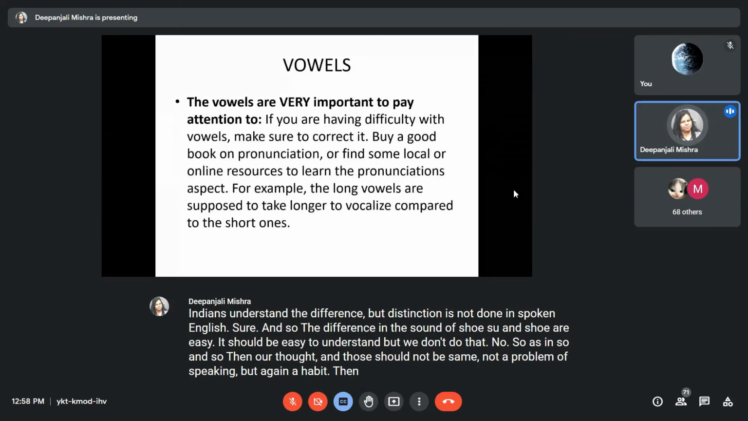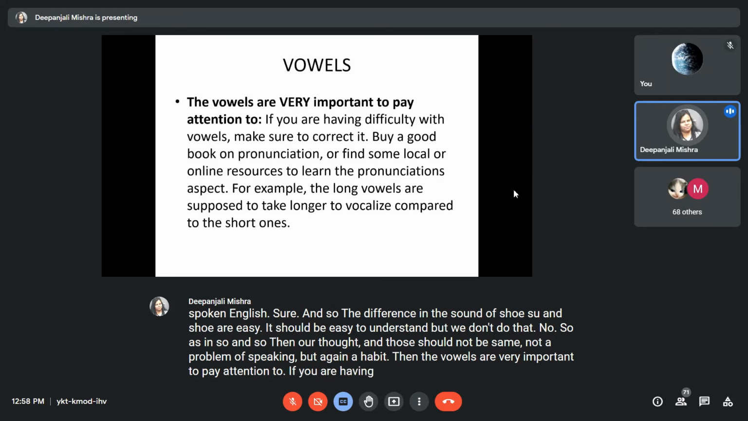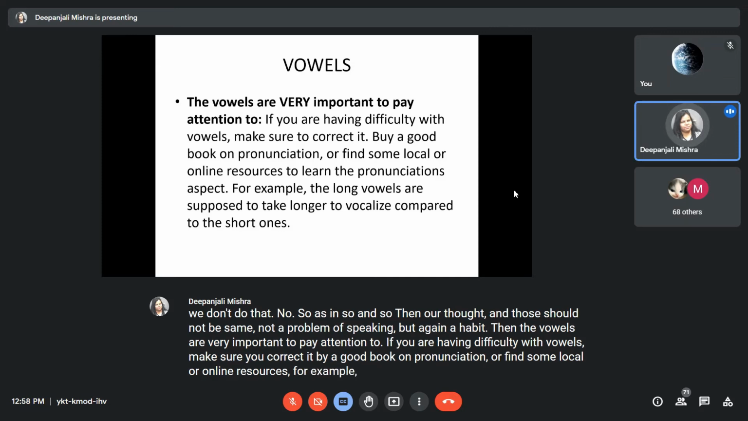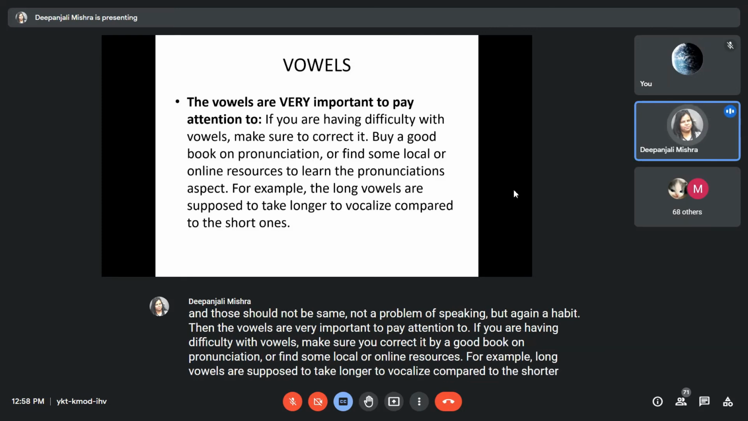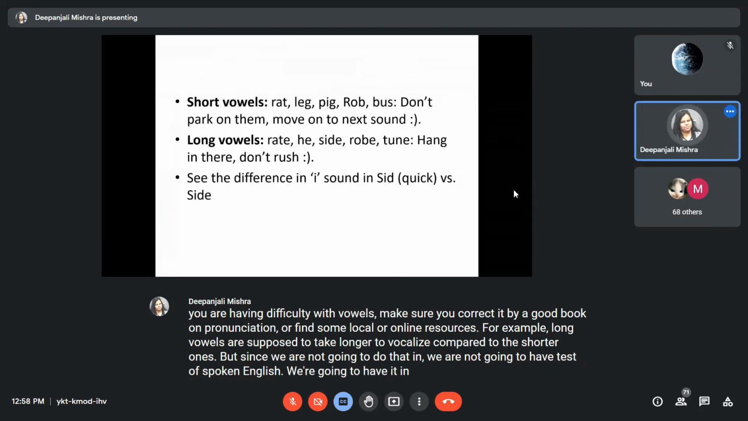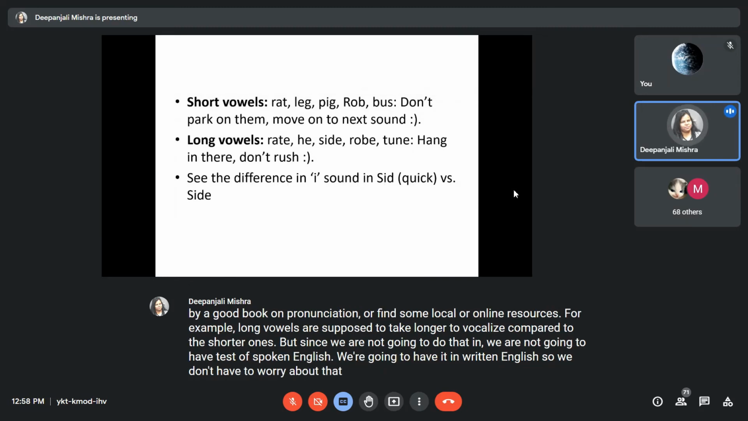Then the vowels are very important to pay attention to. If you are having difficulty with vowels, make sure you correct it. Buy a good book on pronunciation, or find some local or online resources. For example, long vowels are supposed to take longer to vocalize compared to the shorter ones. But since we are not going to have a test of spoken English, we're going to have it in written English, we don't have to worry about that, but it is for your understanding.